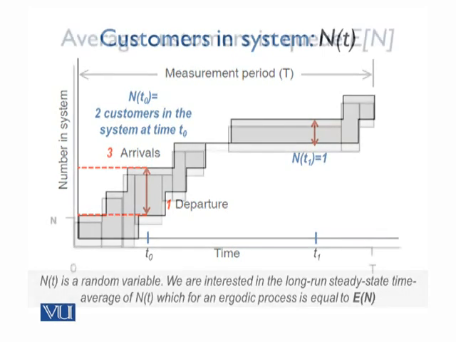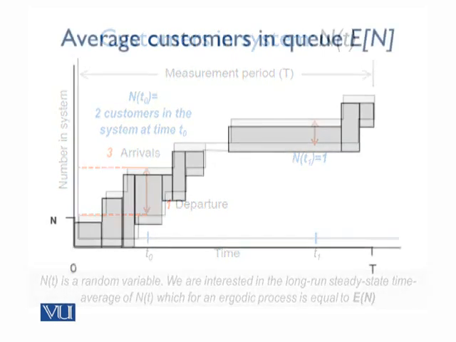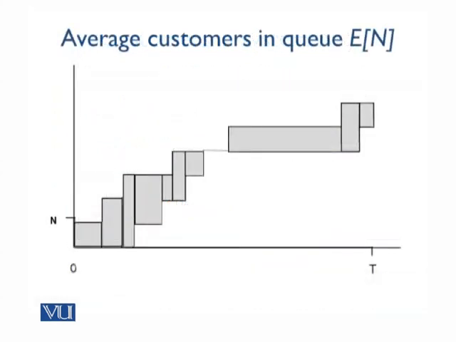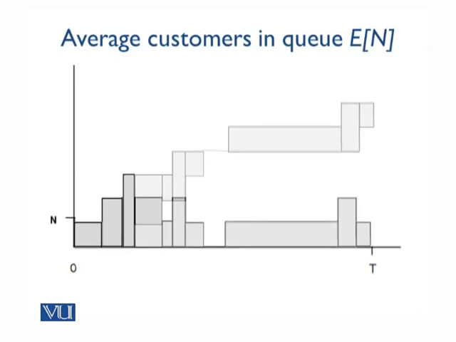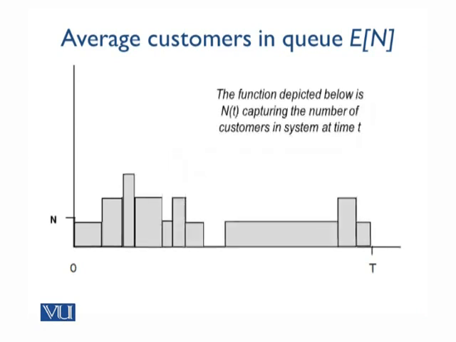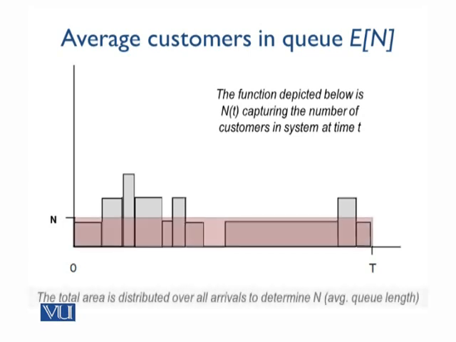We can do that by breaking down the total area into vertical columns in this way, and then we arrange it with the x-axis. So this gives us the function n of t, and this is actually telling us that for different times how many customers are in the system. We can take the average of this by calculating the total area and then dividing it over the entire time. We have done that in the graph here, and we represent the height of this rectangle as n, and this is the average number of customers in the queue.